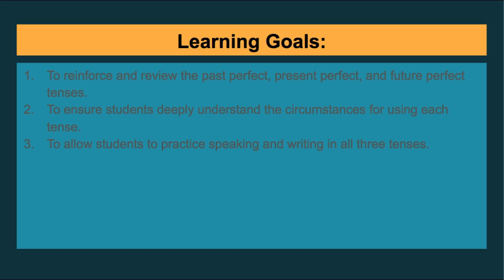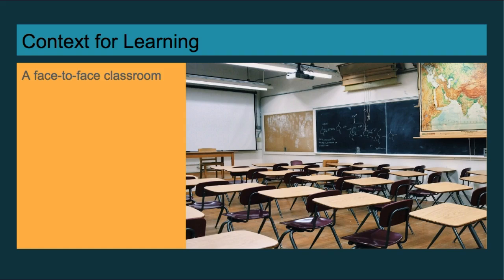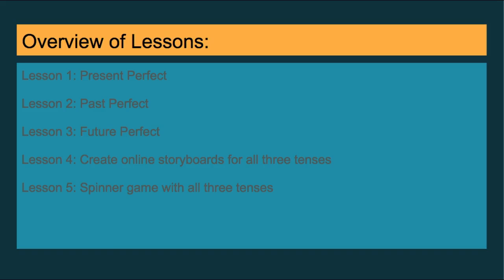The learning goals for this lesson are to reinforce and review the past perfect, present perfect, and future perfect tenses, to ensure students deeply understand the circumstances for using each tense, and to allow students to practice speaking and writing in all three tenses. The context for learning this lesson is in a face-to-face classroom.